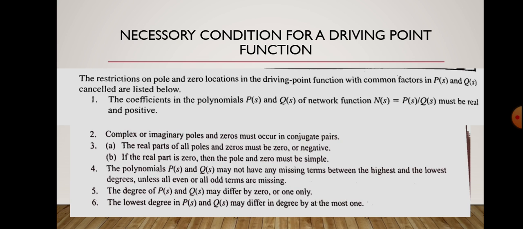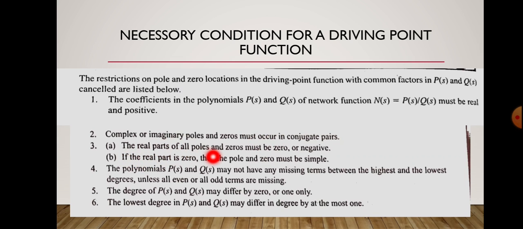Next, complex or imaginary poles and zeros must occur in conjugate pairs. That means if there is a pole in the form of A plus iB, then there should be a pole in the form of A minus iB. That means complex or imaginary poles and zeros must occur in conjugate pairs. If A plus iB is a value of S, then there should be A minus iB.